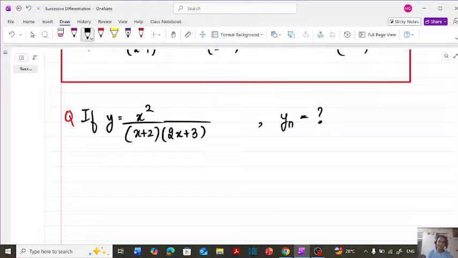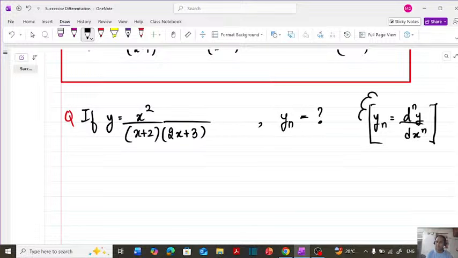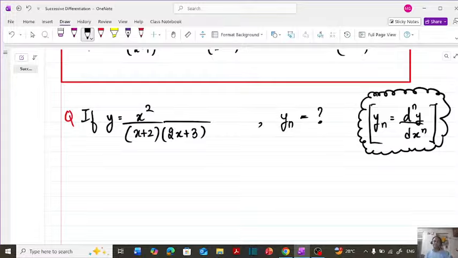What is yn? So basically yn means the nth order derivative of y. Remember this notation, what you have to find. Okay, remember this. This is what you have to remember. So many times children come and tell me, sir, what is yn?